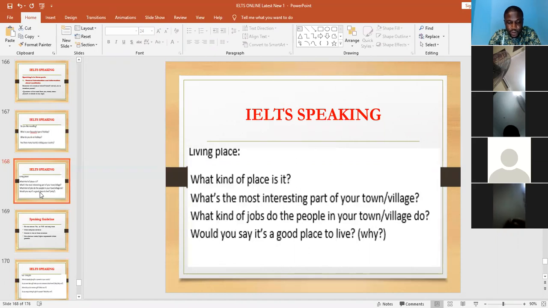Okay, what kind of jobs do the people in your town do? Actually, I can't really say much about it. Well, I don't usually go home, but I know they are entrepreneurs. They are more into business, and they are well educated based on the people around me. Okay, yes, you can say it just the way you said it.